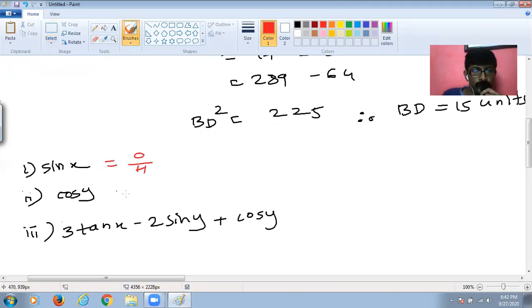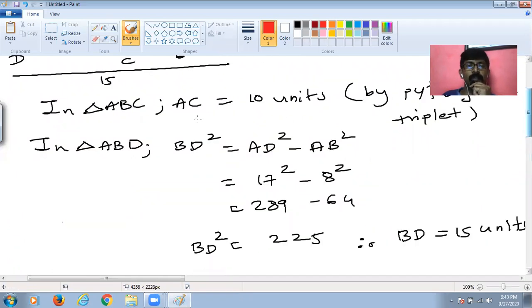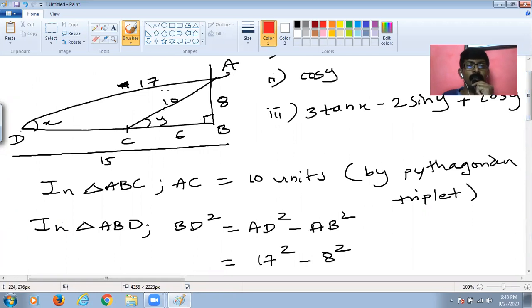Opposite upon hypotenuse, that is sine. Cos is adjacent upon hypotenuse. So you'll have to remember OROA: sine, cos, tan. In triangle ABD, where x is there, you have to select triangle ABD.